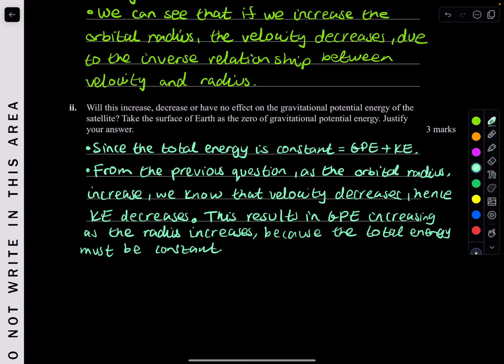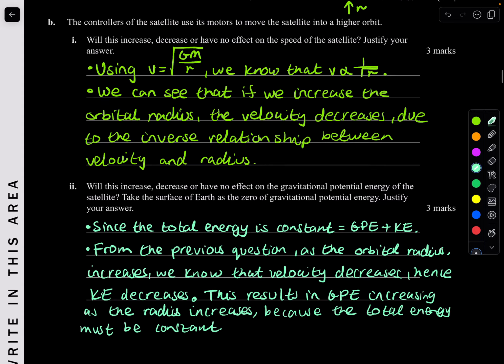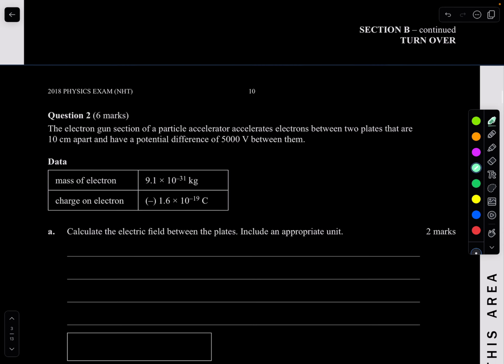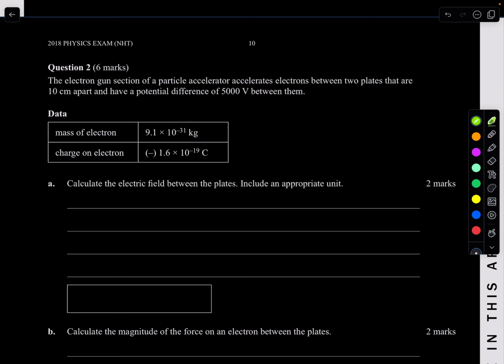Since the total energy is constant from the previous question, as the orbital radius increases, we know that the velocity decreases, hence kinetic energy decreases. This results in GPE increasing as the radius increases, because the total energy must be constant. I think that is a beautiful explanation. Question 2, let's do this.